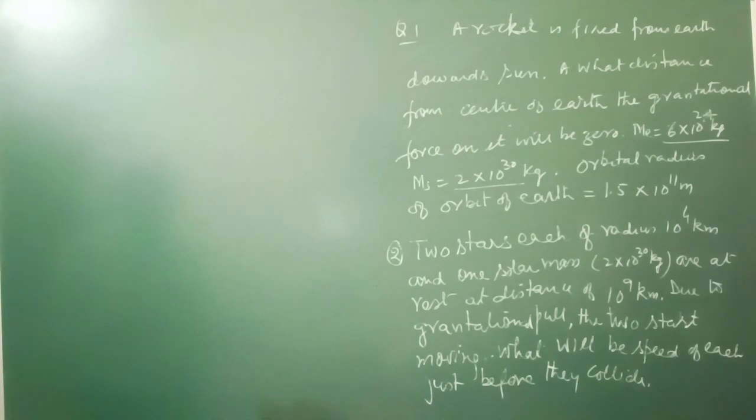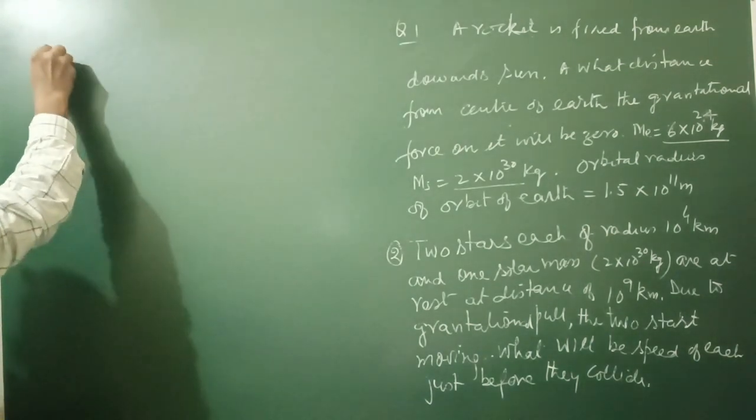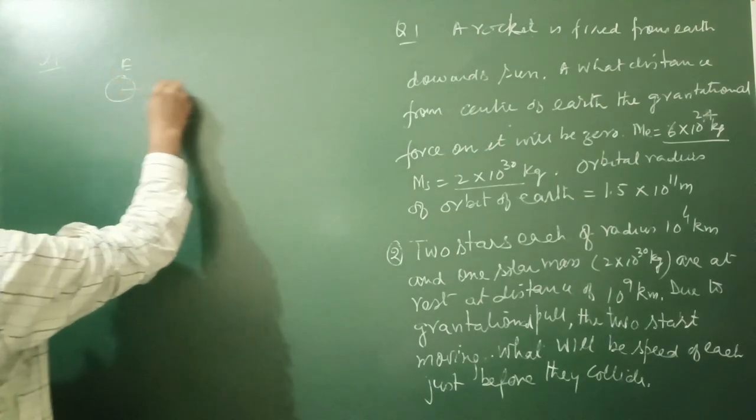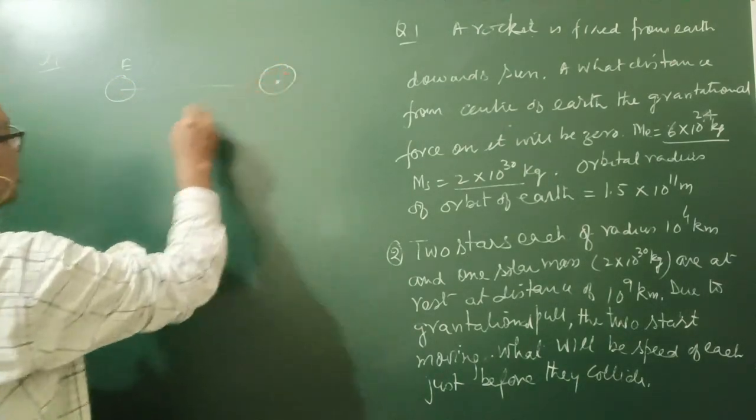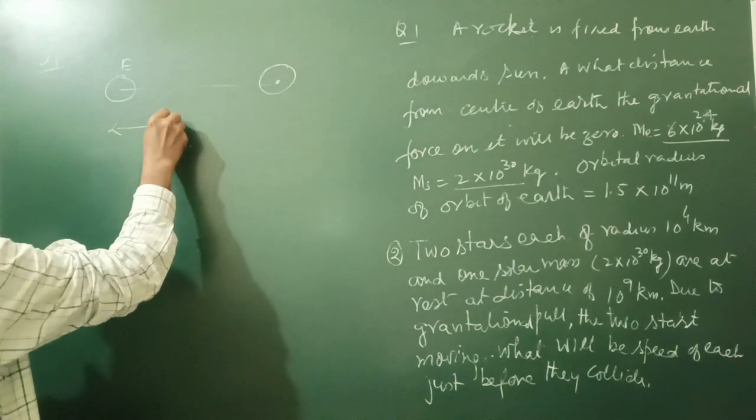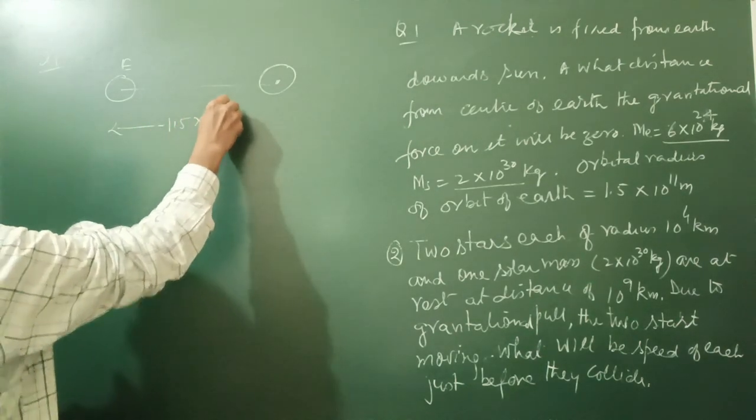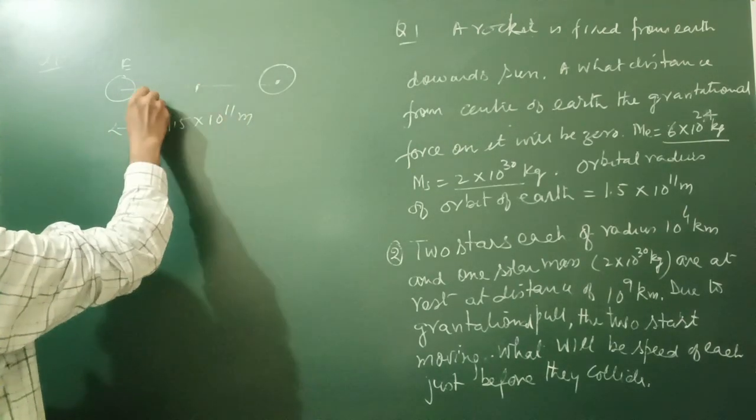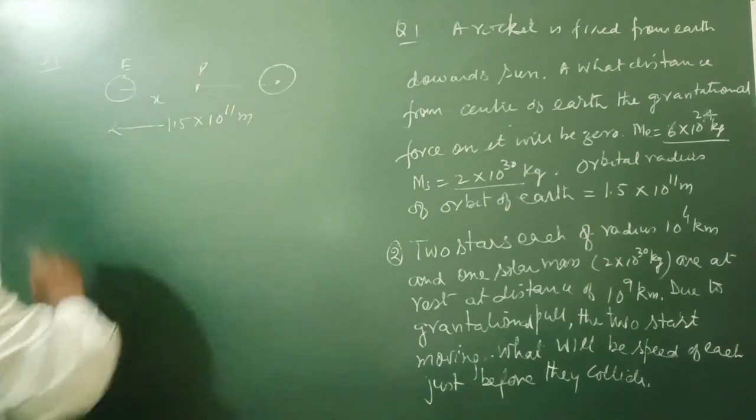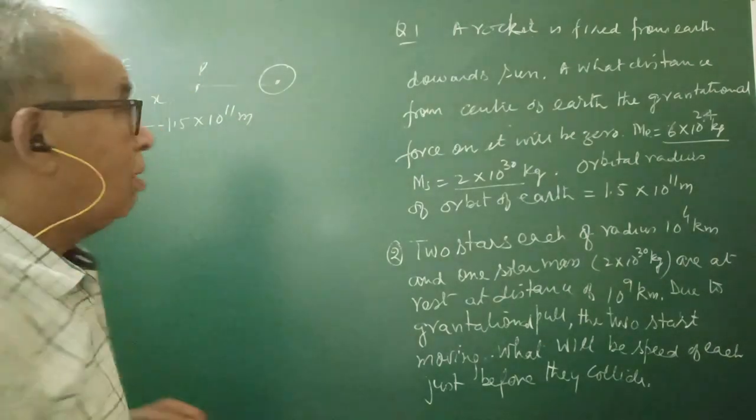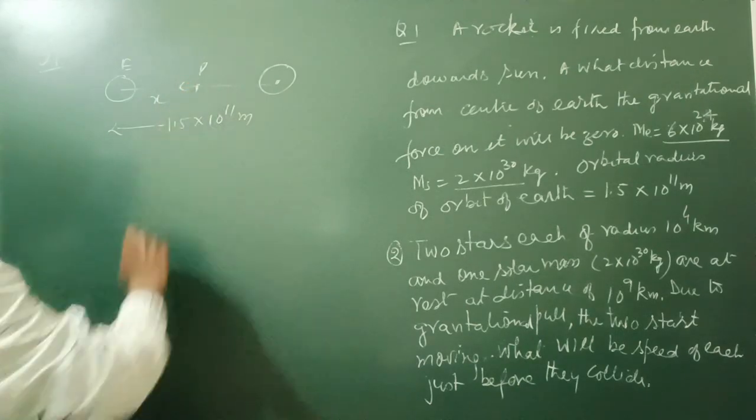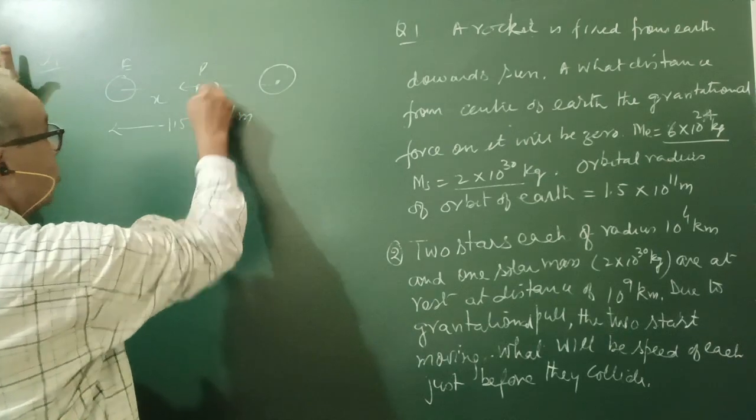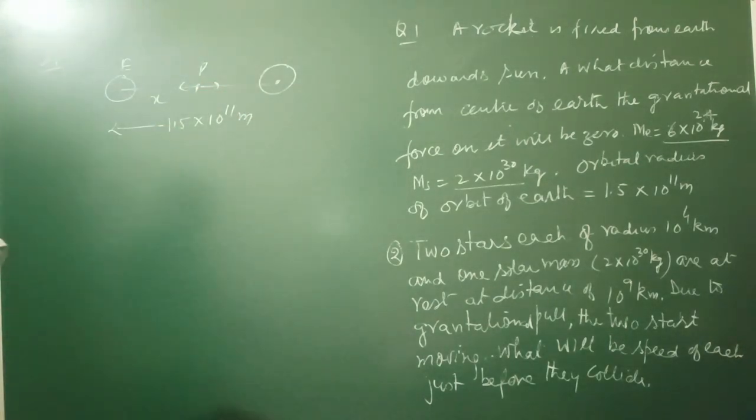So question number one says, suppose this is the earth here, this is the sun here. Distance of sun and earth is 1.5 into 10 to the power 11 meter. So the rocket is fired, suppose, at distance x at point P. So gravitational force will be zero. Why? Because the pull of earth, that is, gravitational field intensity of earth, equals the gravitational field intensity of sun, both will be equal. So net gravitational field is zero.